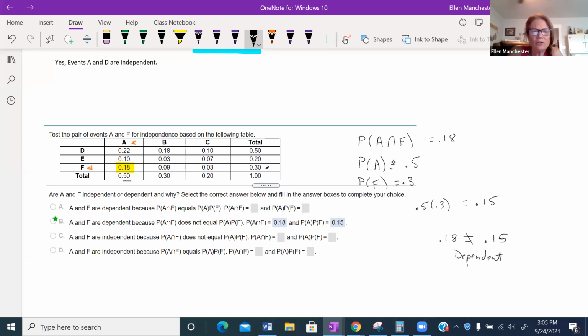So what you're going to have to do is pick from these 4 choices. A and F are dependent because the intersection equals, well, we know they don't equal, so that one's out. A and F are independent. Well, that's out. And A and F are independent. So the only one it can be is this one. And then read it: A and F are dependent because the intersection does not equal multiplying them. And then the intersection was 0.18. And when I multiplied them, I got 0.15.